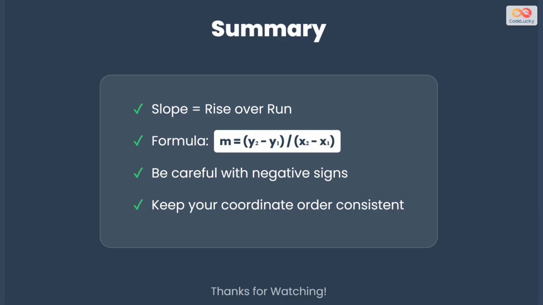To wrap up, remember that slope is rise over run. Memorize the formula m equals y2 minus y1 over x2 minus x1. Watch your negative signs and keep your coordinate order consistent.